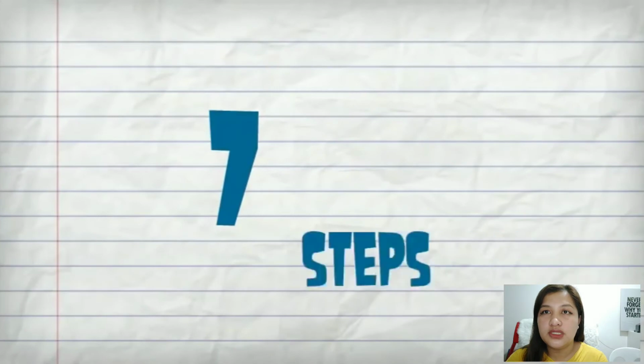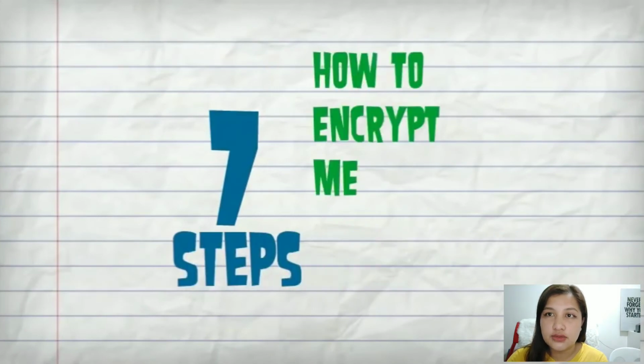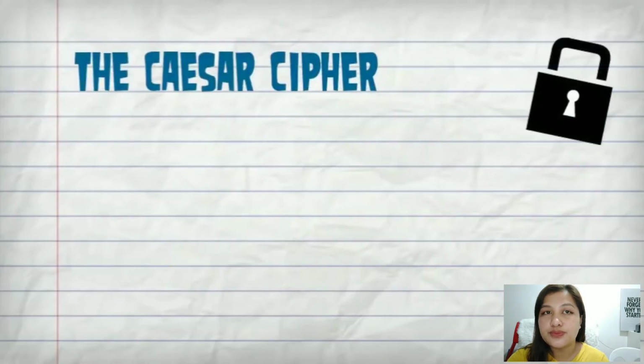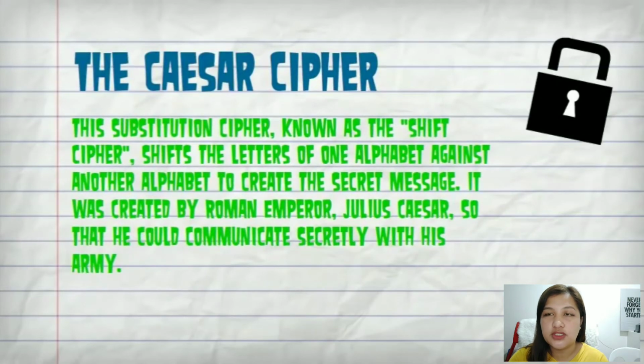So that's it, guys, and I will be discussing next how to convert a simple plain text into a ciphertext. So stay tuned to this video. I will roll this video for you to understand how to convert a simple plain text to a ciphertext. So how to encrypt messages with the Caesar cipher. Okay, what is the Caesar cipher? This is a substitution cipher known as a shift cipher.